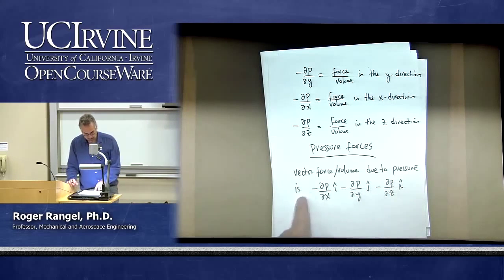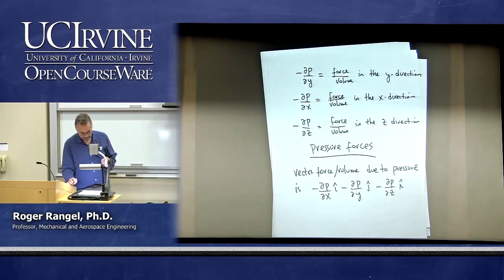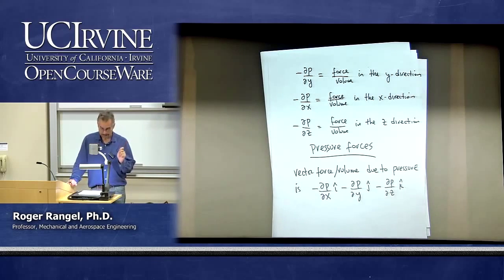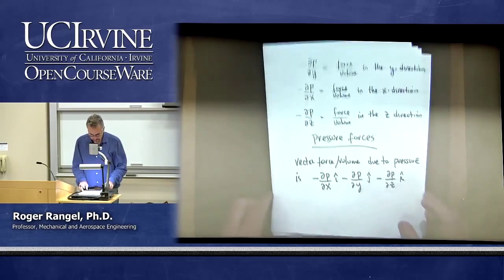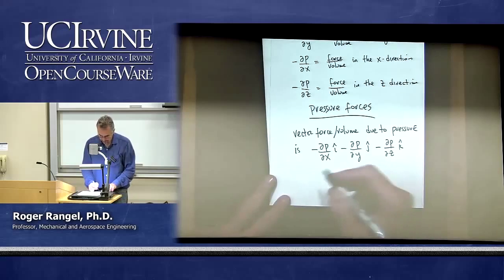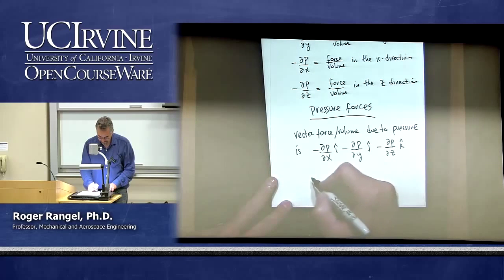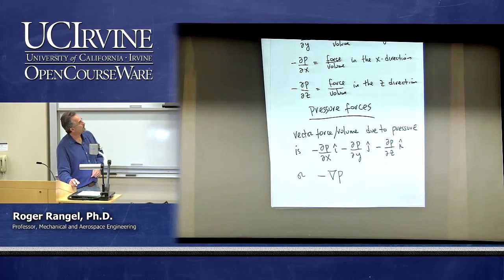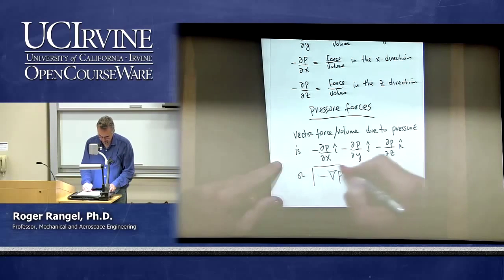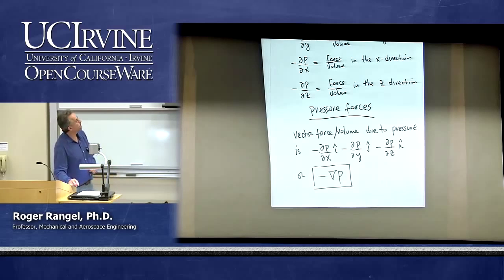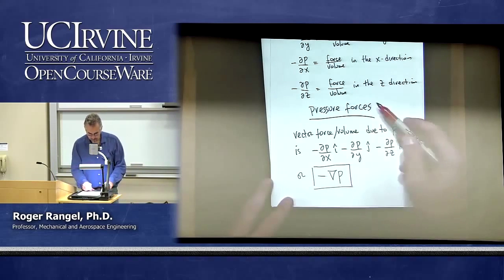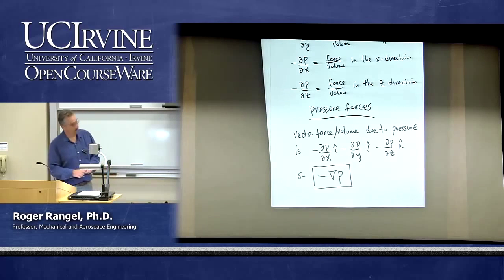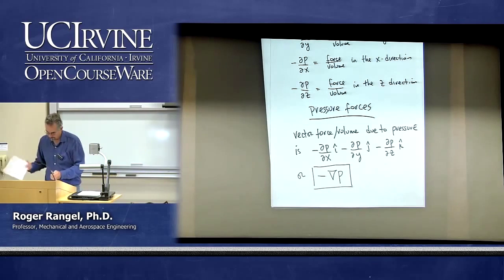So this vector, with these three components in i, j, and k, is the vector that represents the force due to pressure per unit volume that is acting on a fluid element, but a fluid element that has shrunk to a point. If you remember from calculus, this can be written simply as negative the gradient operator of the scalar function pressure. So negative the gradient of pressure represents the pressure force per unit volume acting on a fluid element.